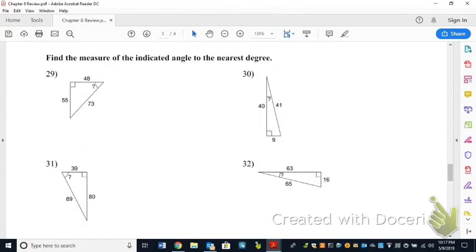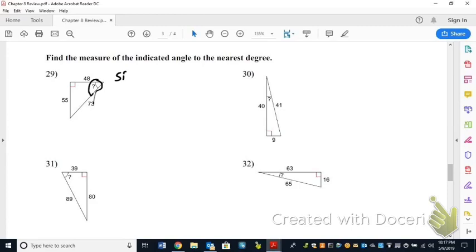So, these next ones are going to be a little bit different on the test. On the test, you're only going to be given two sides, so you're going to have to choose whether to use sine, cosine, or tangent. But on these ones, you can use any of them. Let me show you why.